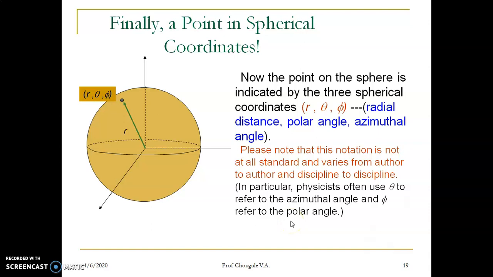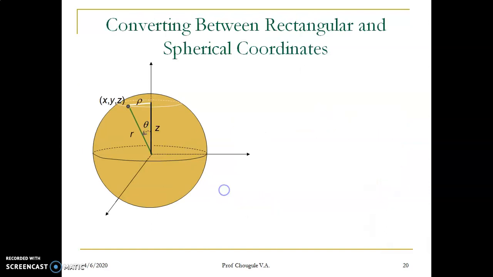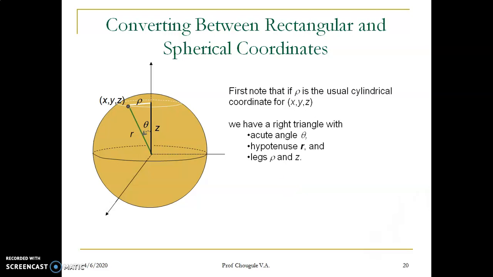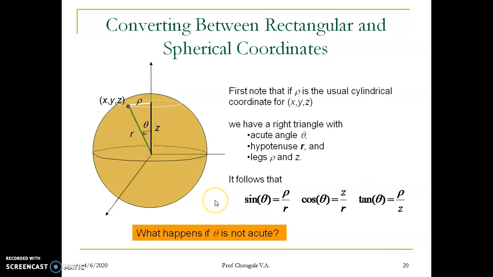Please note that the notation is not at all standard. It varies from author to author and discipline to discipline. Now, what is the relation between r, x, y, z and rho, phi, z? Take a right triangle with acute angle theta, hypotenuse r and legs rho and z. It follows that sin theta equals rho by r, cos theta equals z by r, and tan theta equals rho by z. What happens if theta is not acute? Cos theta is negative and z is negative.